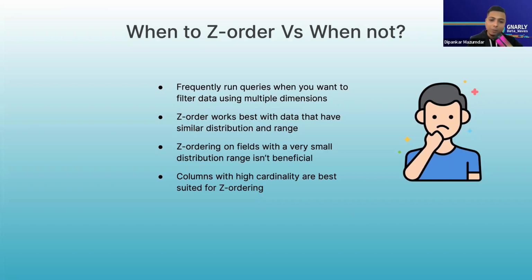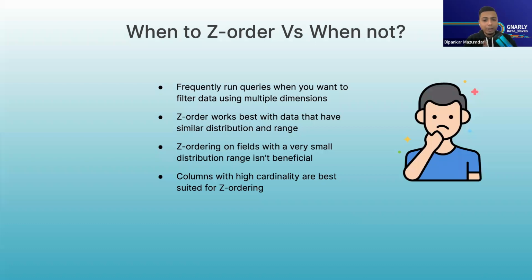Number three, Z-ordering on a field with a very small distribution range isn't really beneficial, as the data points are already close to each other. In a very small distribution range, you will already have data files which are very close to each other. So that may not be an ideal scenario for applying Z-ordering. And given that it's a really costly operation, you might have that consideration as well. In such cases, normal sorting would again work best.